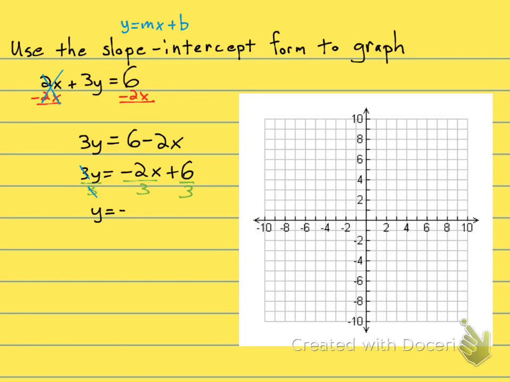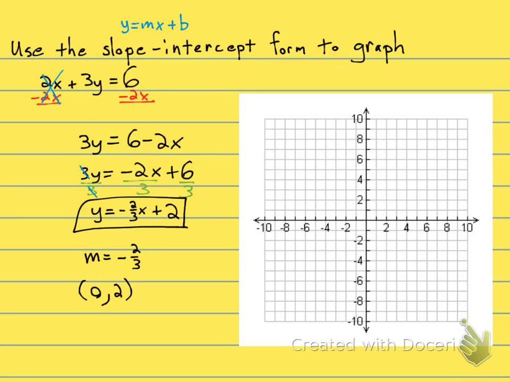And I'm going to write it like this so I can see the slope clearly. Negative 2/3 x plus 6. Oh, 6 over 3. What's 6 over 3? 2. All right, so now my line is in slope-intercept form. The slope of this line is the coefficient in front of x, which is negative 2/3. And the y-intercept is going to be 0, 2.